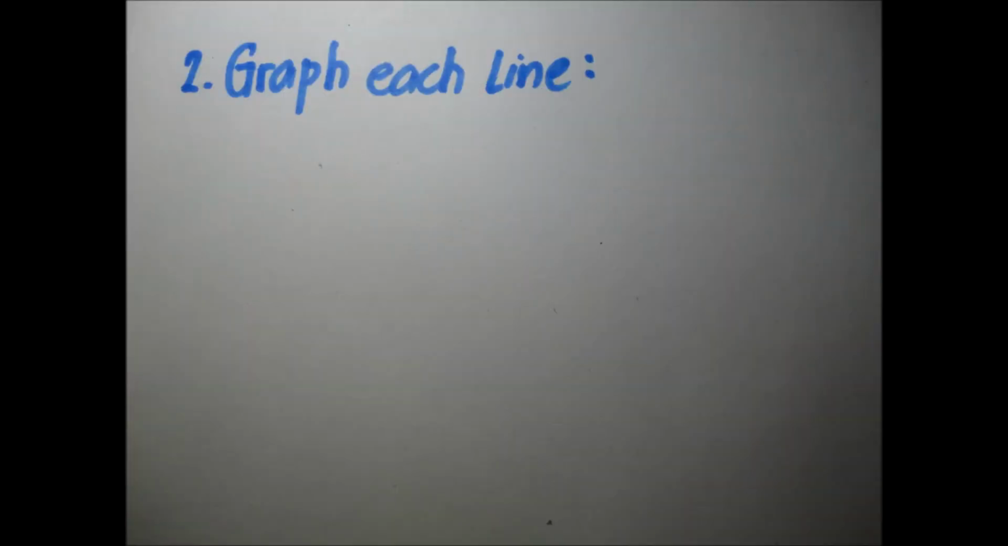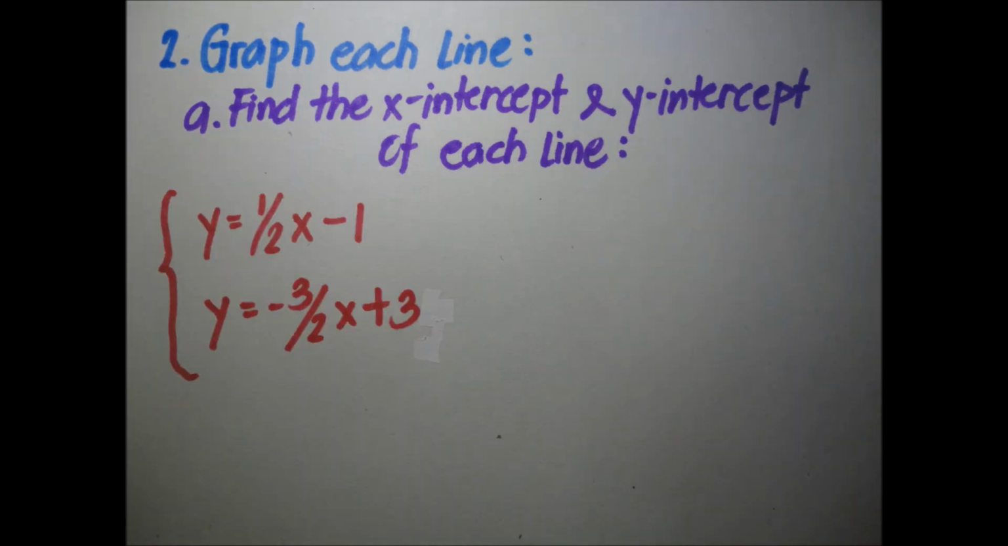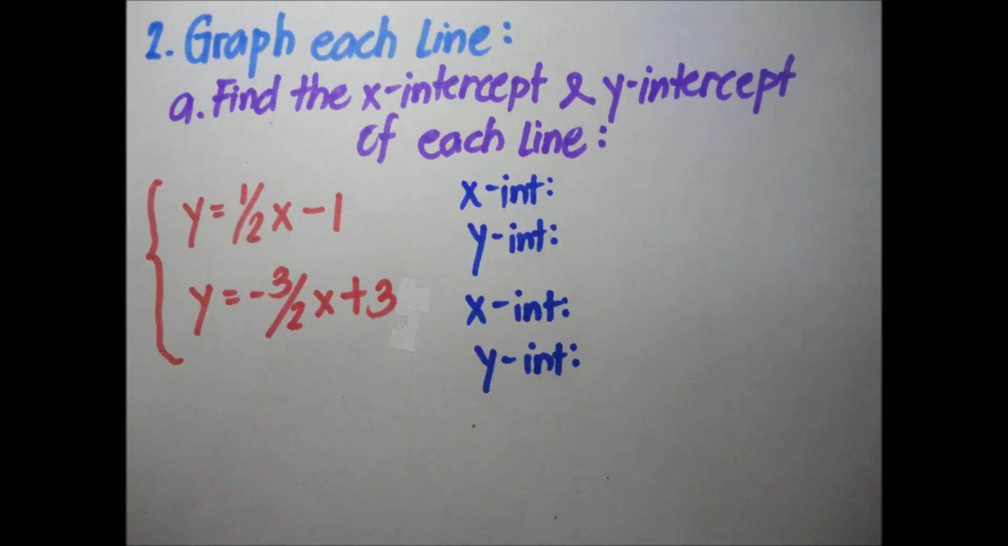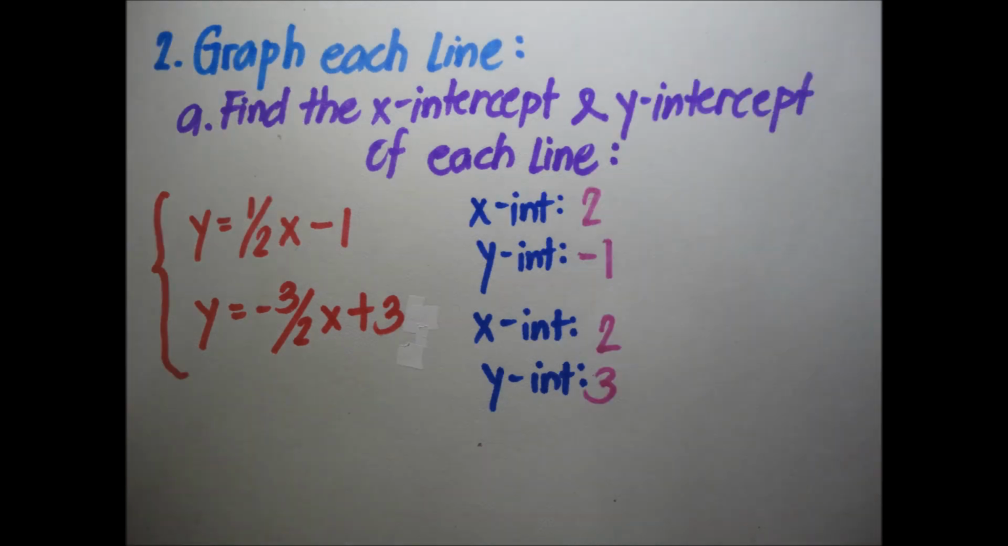We will now move on to graphing each of the two lines, by first finding the x and y intercept of each of the lines. So, the x-intercept of y equals 1/2 x minus 1 would be 2, while the y-intercept would be -1. The x-intercept of y equals -3/2 x plus 3 would be 2, and its y-intercept would be equal to 3.